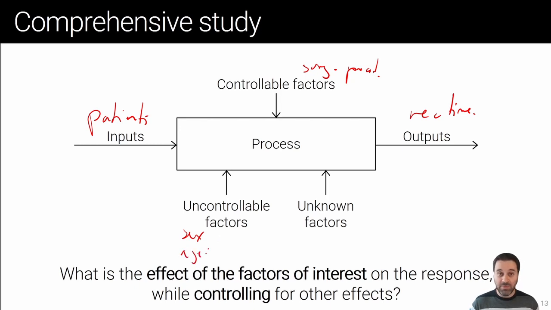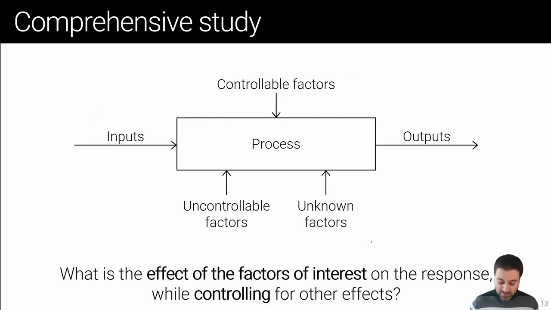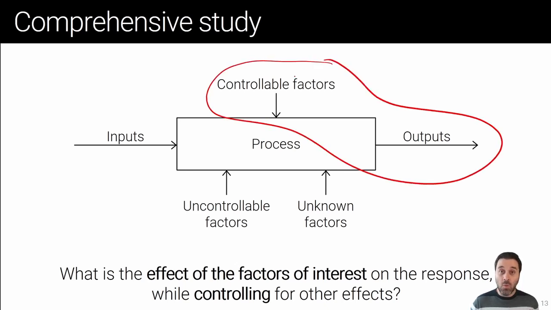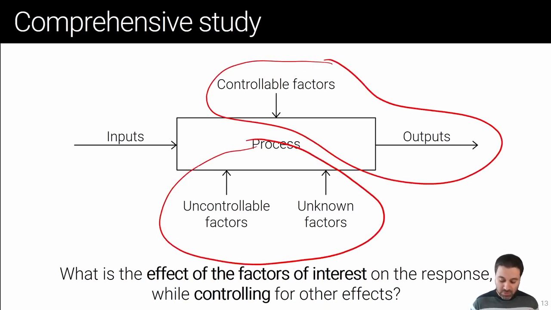And we also saw that there are unknown factors, things that might have an effect on the response, on the recovery time, for example, but we have no idea about, or we do know about, but just don't have the ability to measure. So it could be, for example, some previous conditions, things like that. And so the ultimate question all along is, what is the effect of the factors of interest on the response while controlling for all the other factors, all the other effects?